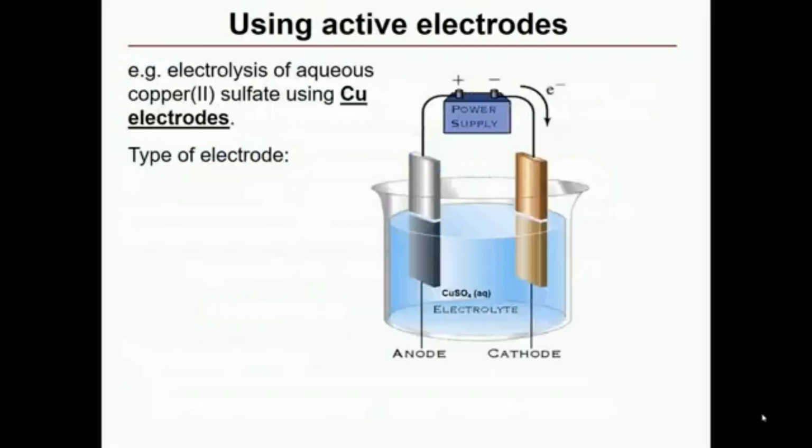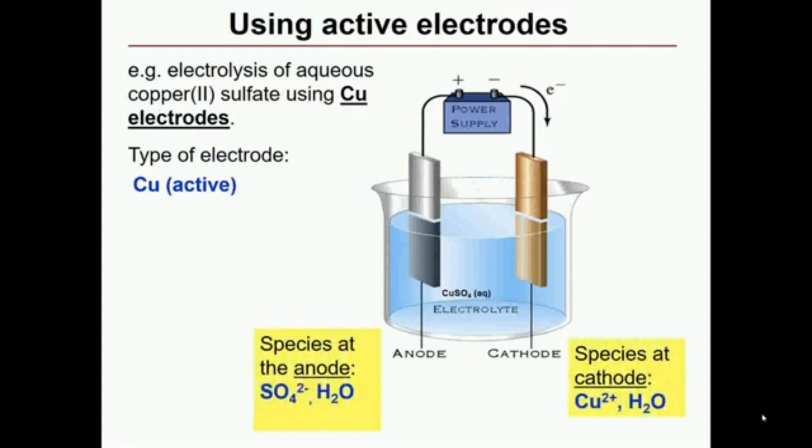Let's look at another example whereby active electrodes are used. The electrolyte is still copper sulfate. This time, the electrode is copper, which is an active electrode. At the anode, we have the sulfate anion and water molecule present. At the cathode, we have the copper(II) cation and water molecule present.